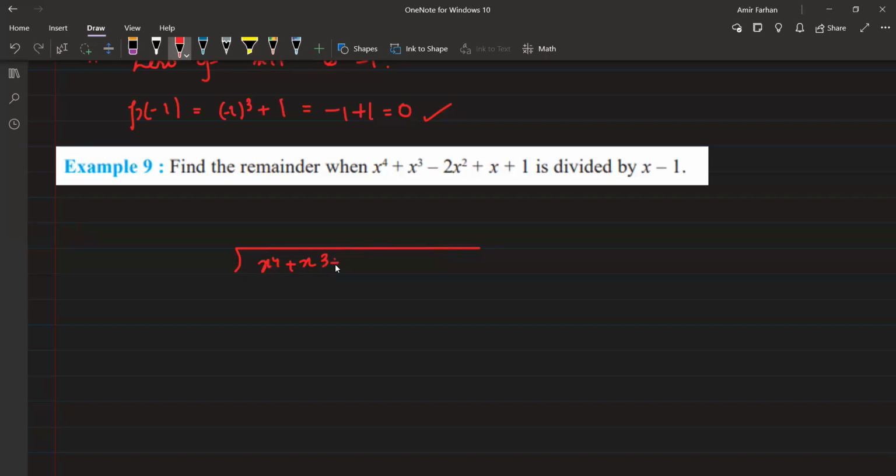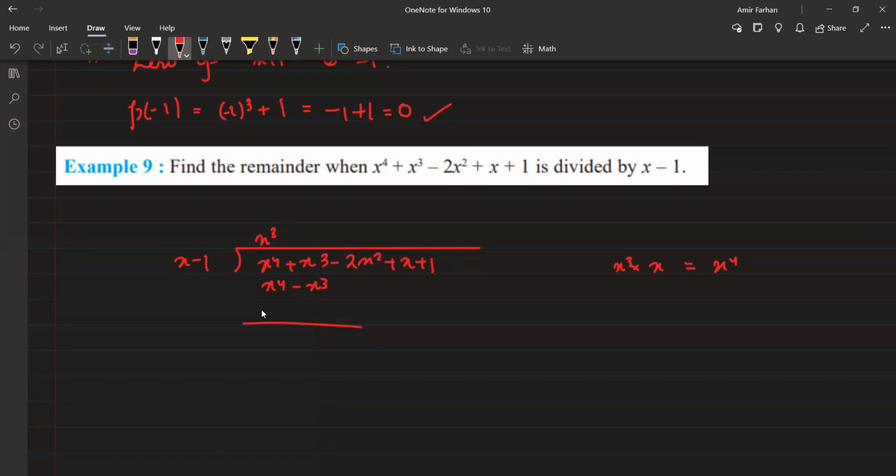X square plus x cube, divided by x minus 1. Clear? Now I want x to the power 4. What should I multiply with x so that I can get the value of x4? X cube. So I have x cube written down. So minus 1 into x cube, minus x cube.